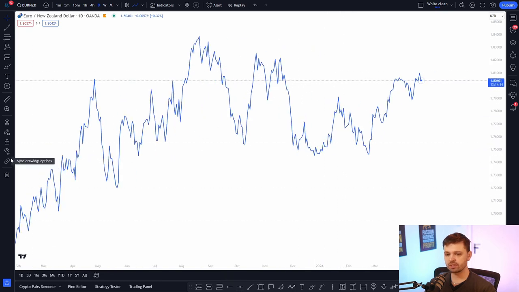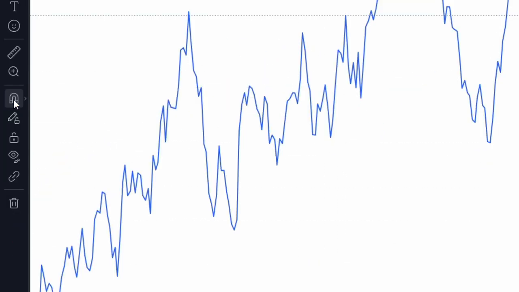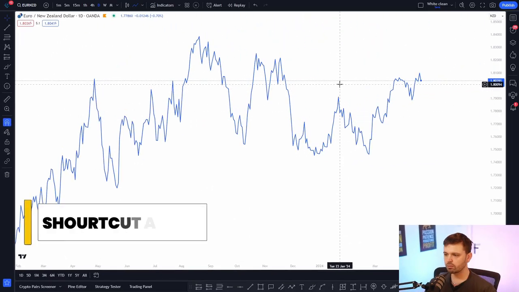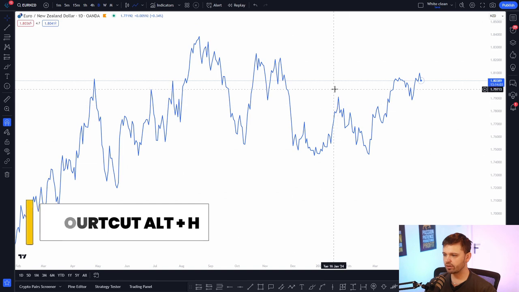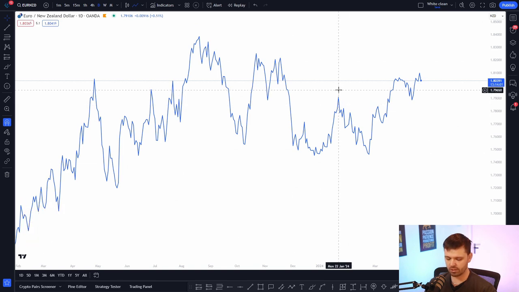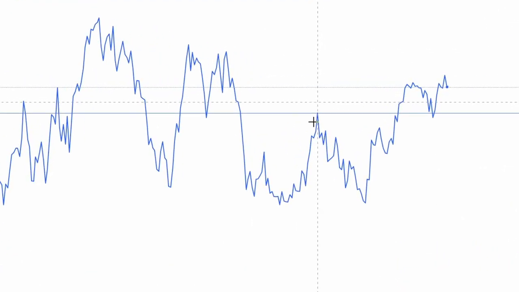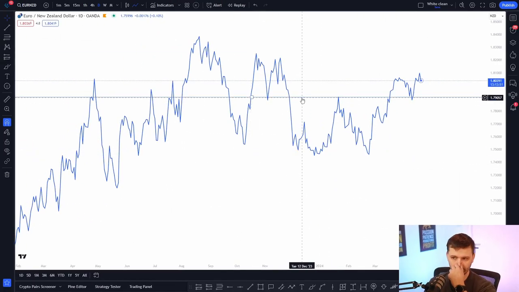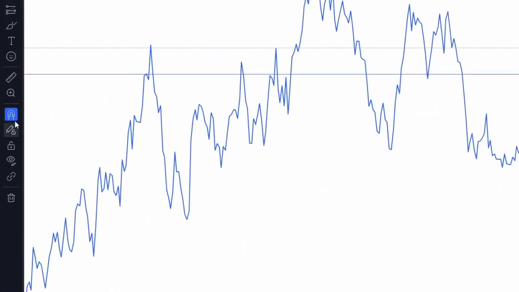Now we're going to be using the magnet tool. So I'm going to be using the strong magnet here. Now that we have the strong magnet, whenever I press Alt plus H and I have the cursor above a top, you will see that it automatically adds a level on that high. This is because I'm using the magnet tool, and the magnet tool does this automatically. So you have two types of magnet tools.